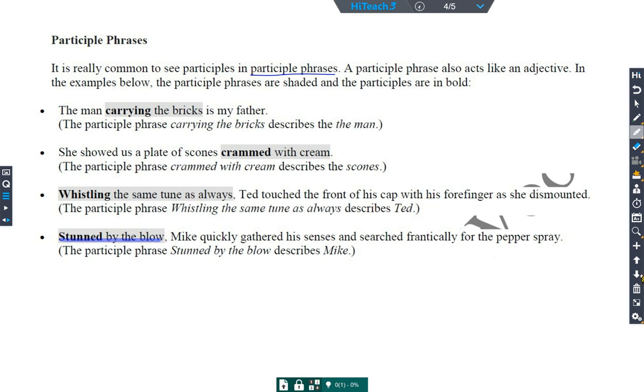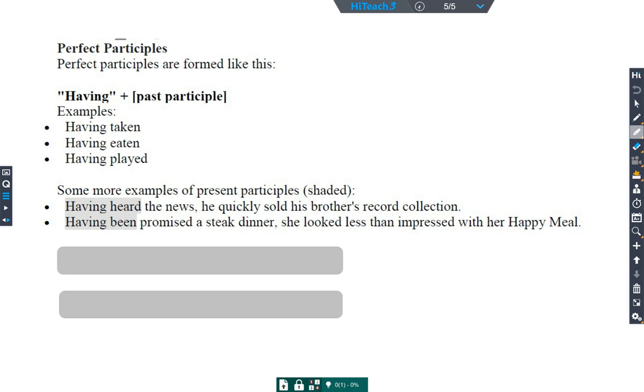Of course we do. The third type is called perfect participles. What do you mean by perfect participles? It's normally used in phrases as well. So it's formed like this. You use the word having in front with past participle. For example, having taken, having eaten, having played. Let's have a look at the examples here.